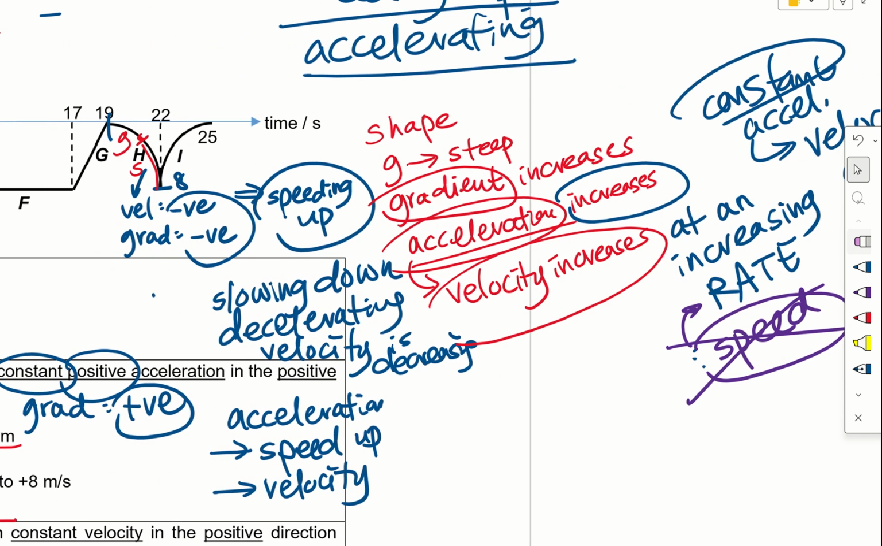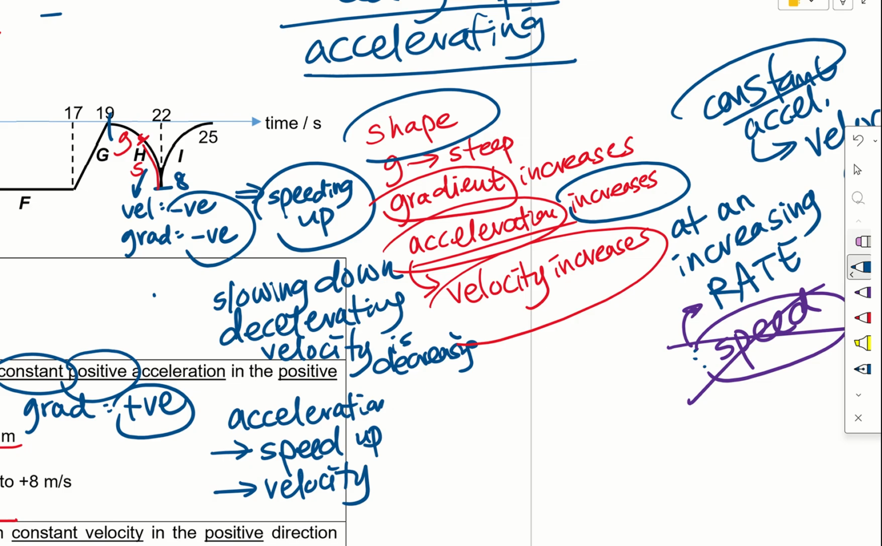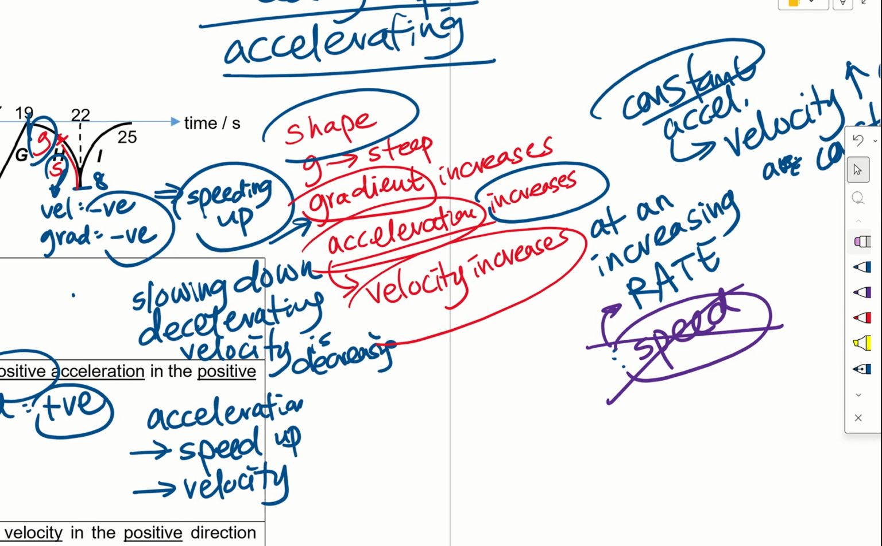In this case, you have to examine the shape of the graph. The shape shows that it went from gentle to steep. Therefore, the gradient increases. And what does gradient represent in a velocity time graph? It represents acceleration. That means the acceleration increases. But if I were to ask you, how does the velocity increase? You know that acceleration means velocity increases, but what about acceleration increases? So the velocity increases at an increasing rate.